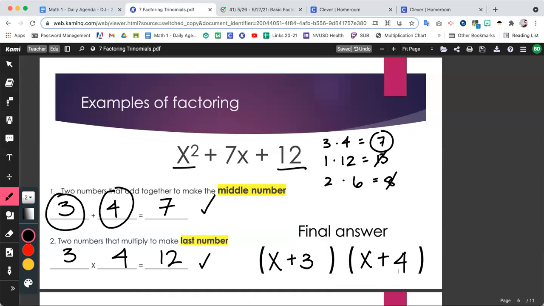Okay. If I switch those around, if I wrote plus 4 in the first one and plus 3 in the second one, is that the same thing?